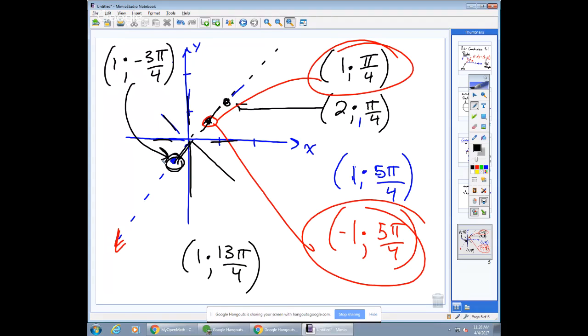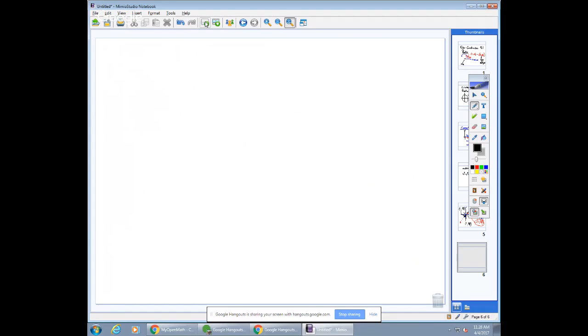If anyone gives me a polar point, I can convert it to rectangular. If I get a rectangular point, I can convert to polar. So let's do a couple conversions, and then we'll try to graph something. So suppose earlier we had the point 1, pi/4 in polar. I want to convert that to rectangular.